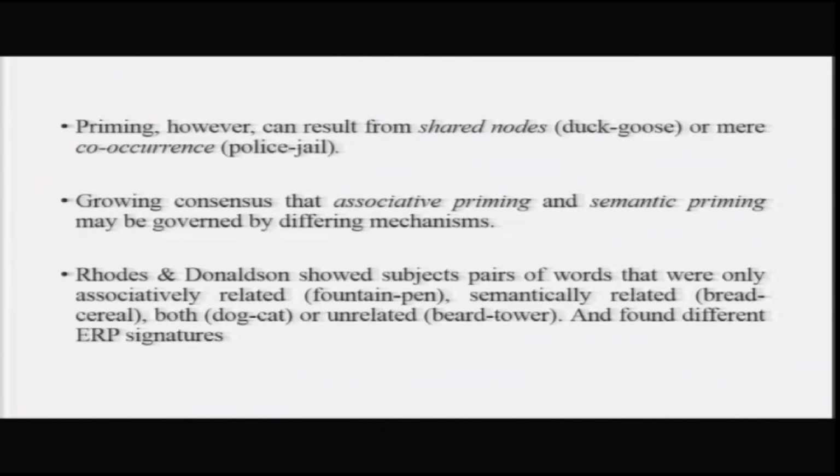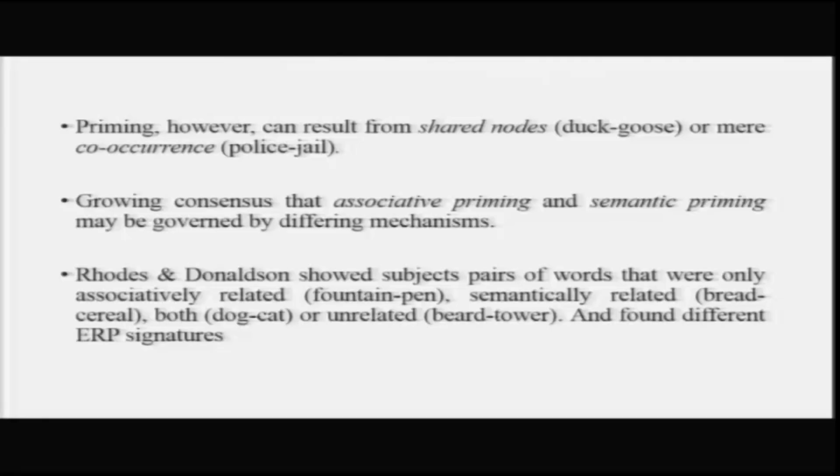There is a growing consensus that this kind of linkage can be referred to as a separate process as compared to the kind of linkage that was happening between stripes and tiger and lion and those kinds of things. So this is referred to as associative priming, the priming that will happen when you say fountain and you say pen, and the other kind will be referred to as semantic priming. The idea is that semantic priming and associative priming should be different processes because they are building upon different ways of making this connection.